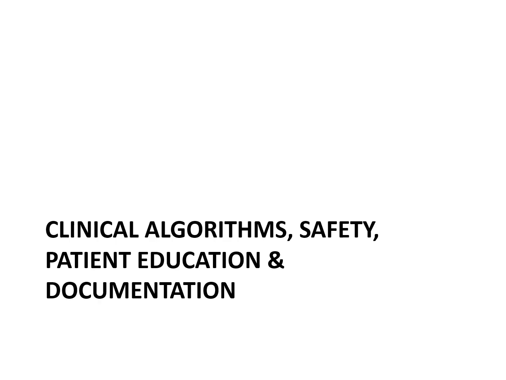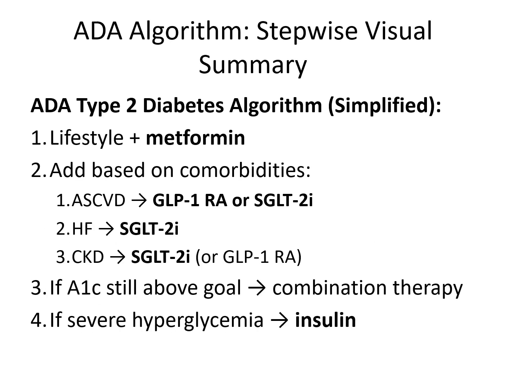Okay, and finally, let's review some of our clinical algorithms, safety, patient education, and documentation requirements. So now that we have covered all of our medication options, let's bring it all together with a simplified ADA algorithm for type 2 diabetes. Step 1 is lifestyle modification plus metformin unless it is contraindicated. That remains the foundation of therapy for most patients.